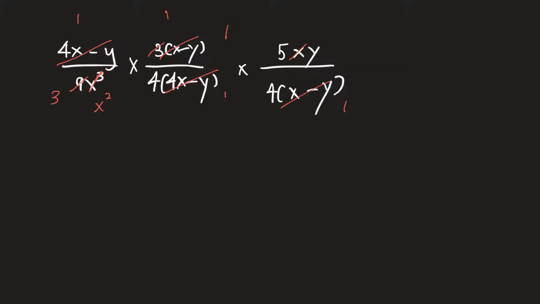And then for this 4 and 5, you cannot cancel them. So at the end, what you have will be 5y over this 3 times 4 times 4, that means 48, and then x squared. Okay, so if possible, of course, you put them in a better position or better size so that you have this as your answer. But no matter what, you should know how to deal with these kinds of problems.